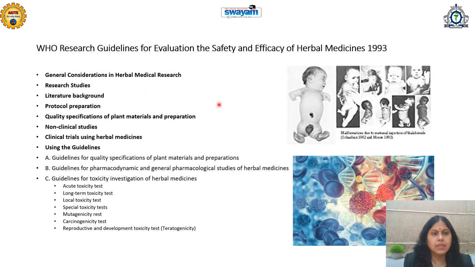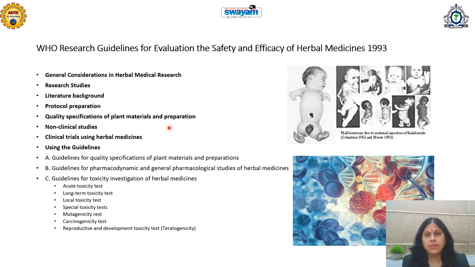These guidelines have different content. First, it is related to general considerations, that is, what herbal medicine research actually is and what the different aspects are that need to be involved, either traditional uses or various national, international and local regulations. Then research studies, meaning how many studies are already done on herbal medicines and what type of studies these are. Actually, these can be individual or institutional, or multi-center also.